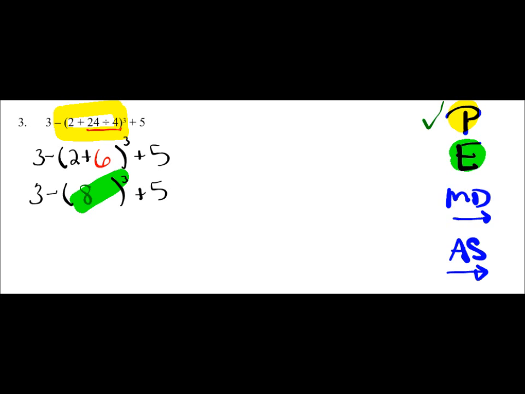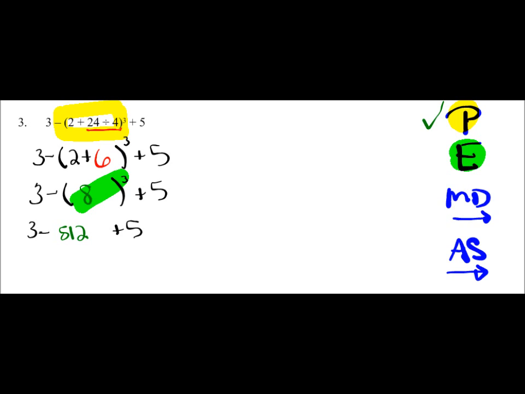So we'll copy everything else down, the 3 on the outside, and the 8 to the third is 512. And at this point, because there's just a single number inside the parentheses, it's not really important to write them anymore. There's just one number inside of there. You can write them if you wish to, but you don't really have to anymore.